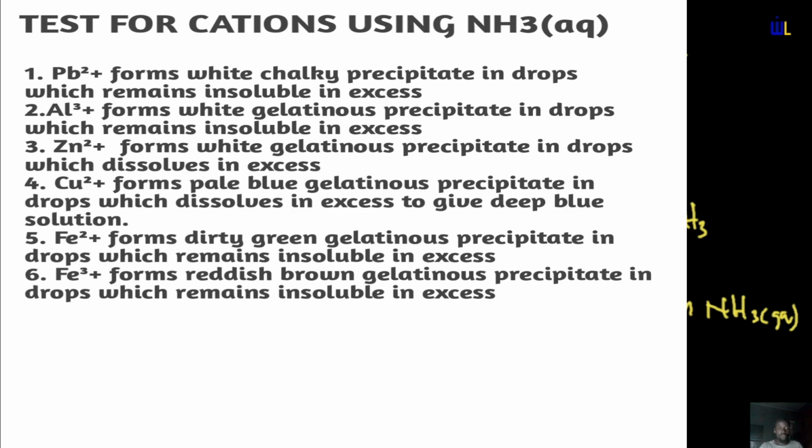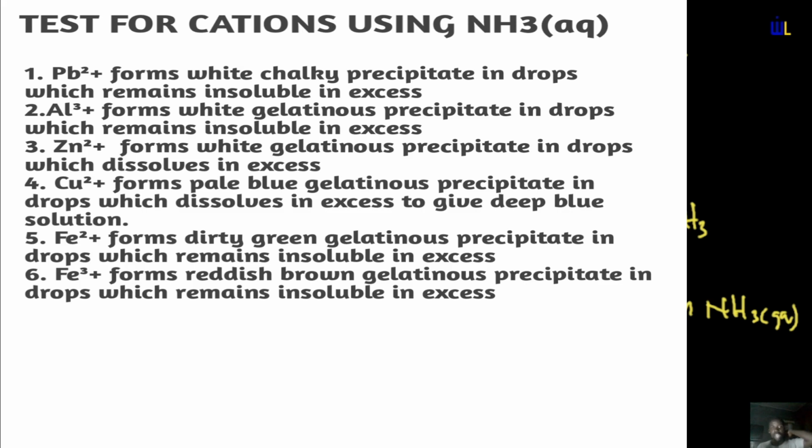Now, if we consider these things, it's as if everything is practically the same thing. So Pb2+ will form white chalky precipitate, and that precipitate will remain insoluble in excess. Now, however, when you consider the others, let's go to the next one. Aluminium forms white gelatinous precipitate in drops, which remains insoluble in excess. The simple reason is this, that aluminium does not form the tetraamine complexes. The only two substances that form tetraamine complexes are zinc and copper, and that is why they are the only ones that are soluble in excess ammonia. So just have that in mind.